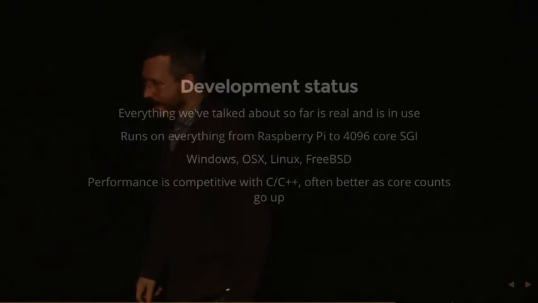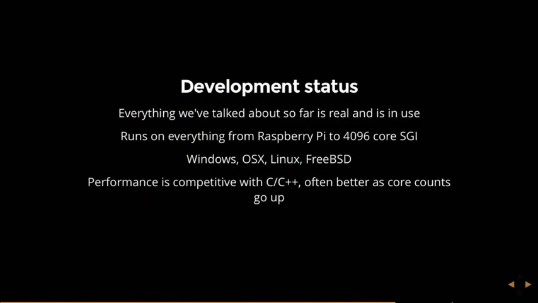So, development status. Everything so far, that's all real, right? This is in use, this is in production. We run on lots of machines, Raspberry Pis, 4,000-core SGIs. Mostly, to be honest, 64-core Xeons is the usual deployment platform. Windows, OS X, Linux, FreeBSD. Mostly developing on Windows and OS X and deploying on Linux seems to be the pattern in real-world use.